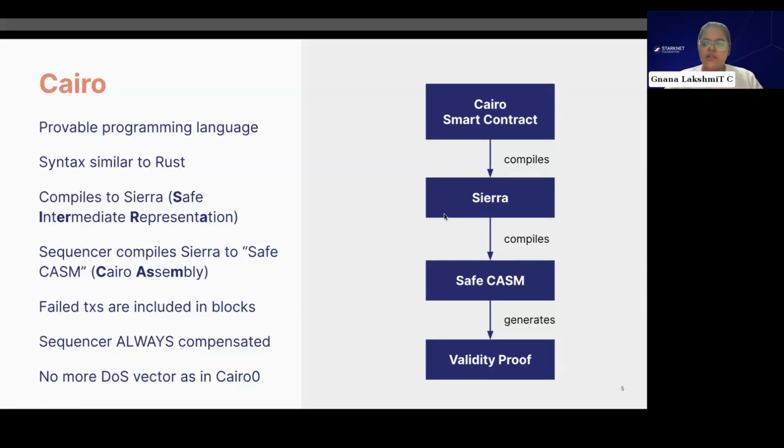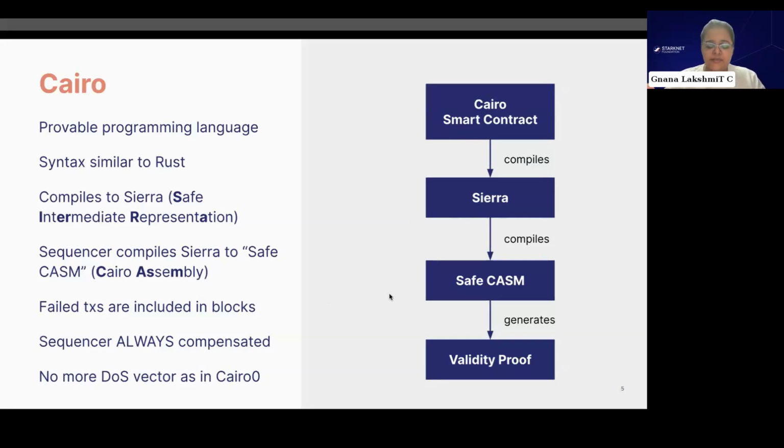But I'm saying that we get questions sometimes like, why Sierra? Why do you have an intermediate representation? This is exactly why we have it. We want the contract to compile into a safe intermediate representation so that even if the proof is invalid, it becomes a failed transaction and we are able to include it in blocks.